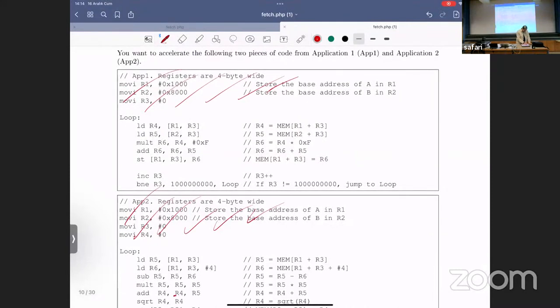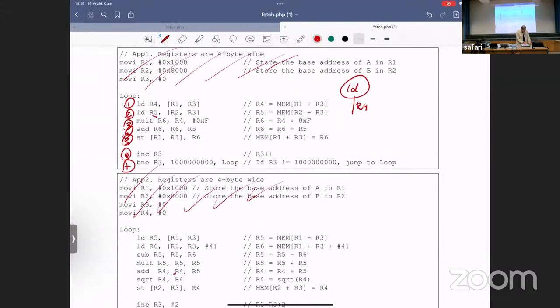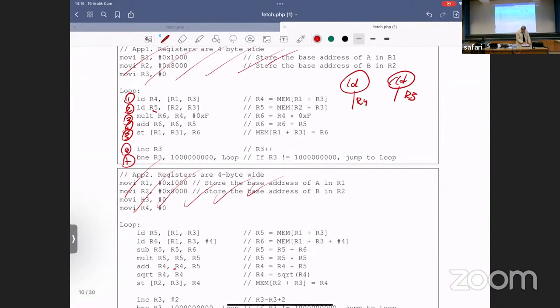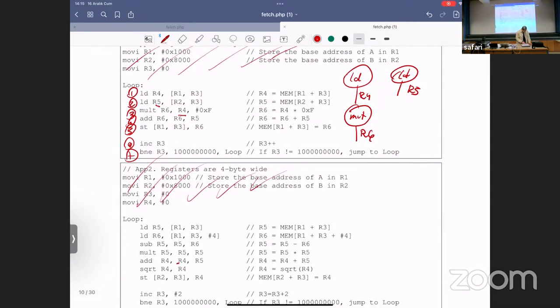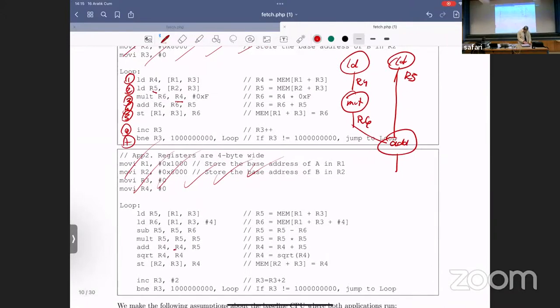How do you do this? First, you basically need to figure out the dependencies in this code. If you do it correctly, you're probably going to get all of the equations correctly. The first operation is a load, and this load produces R4. Then you have another load that does not depend on the previous one, and it's going to produce R5. Then you have a multiplication operation that depends on R4 and a constant, and it produces R6. Then you have an add operation that depends on R6 and R5. And then you're going to have a store operation of this R6.